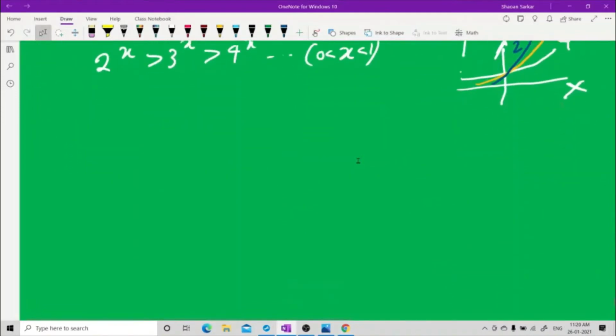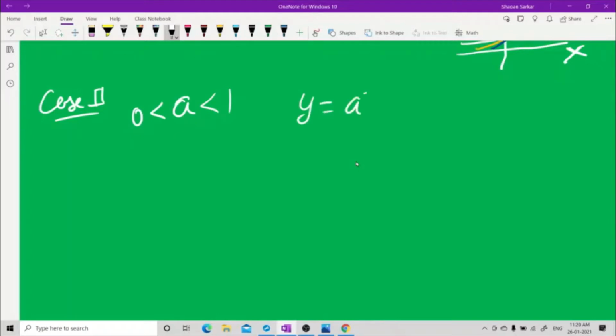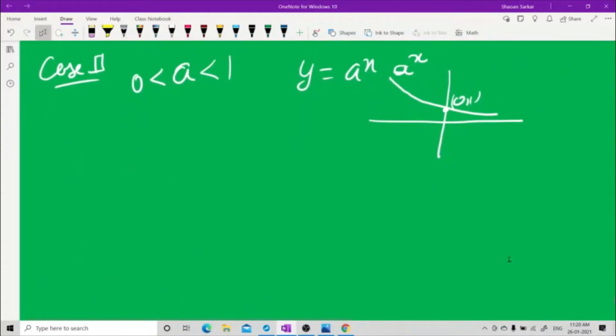If we talk of case number 2, let us talk of case number 2. Case 2, for a greater than 0 and less than 1. In that case, y equals a to the power of x will be of this form, very simple. It will come from this direction. This is the point (0, 1), and this is your a to the power of x. Just the opposite. You can see everything now will be opposite.